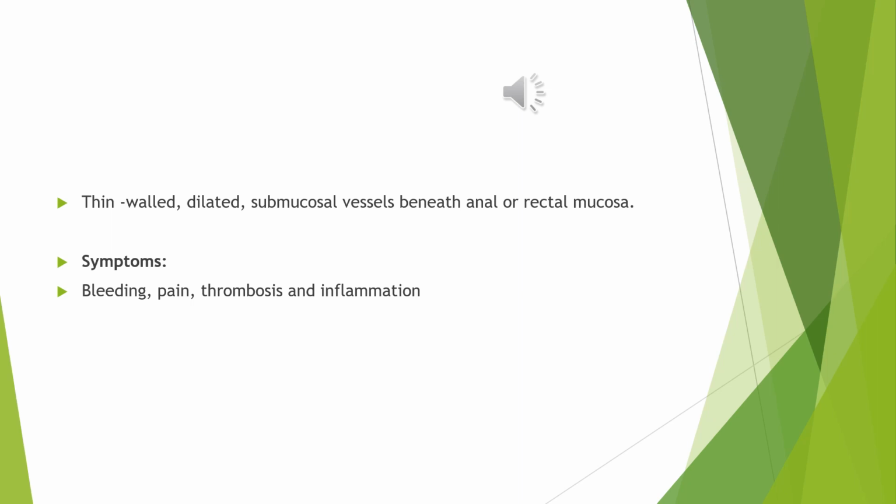Being thin-walled and in a submucosal location places these vessels at risk of rupture or abrasion and the resultant bleeding. So the symptom of hemorrhoids is mainly bleeding, and usually the blood is fresh, red blood. If it is complicated by thrombosis or inflammation, the patient also will complain of pain. So hemorrhoids are typically associated with bleeding of fresh blood, and pain.